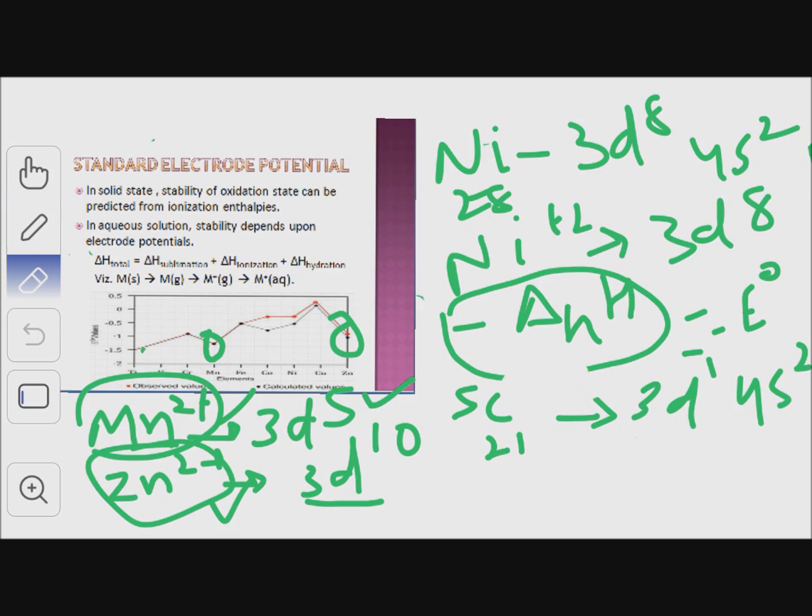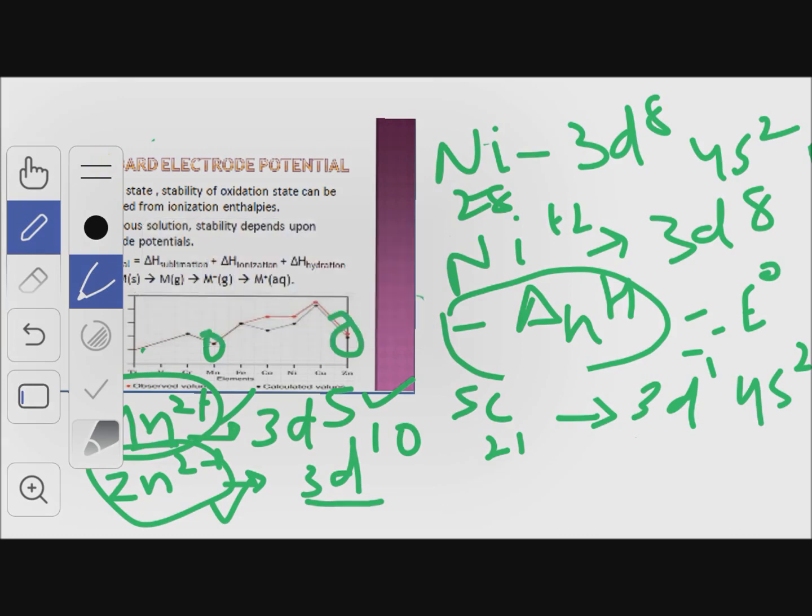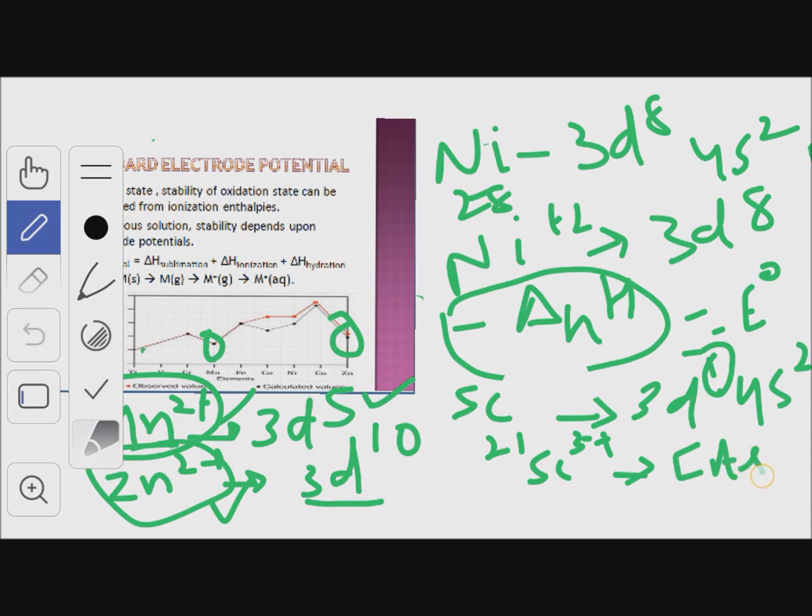And in scandium 3+, all the 3 electrons are lost, 2 from 4s and 1 from 3d orbital, and we are left with only argon's 18 electrons, means stable noble gas configuration.